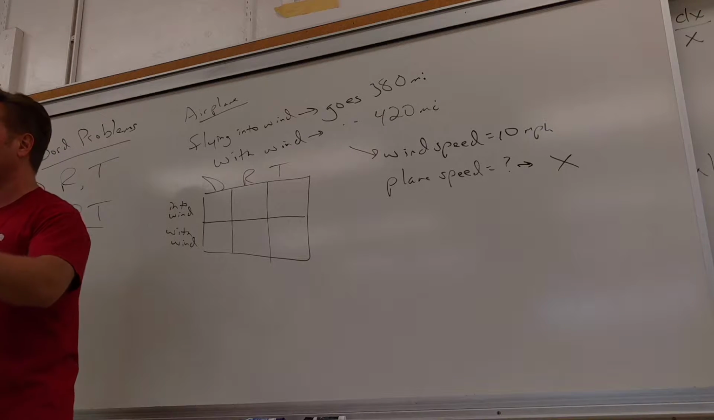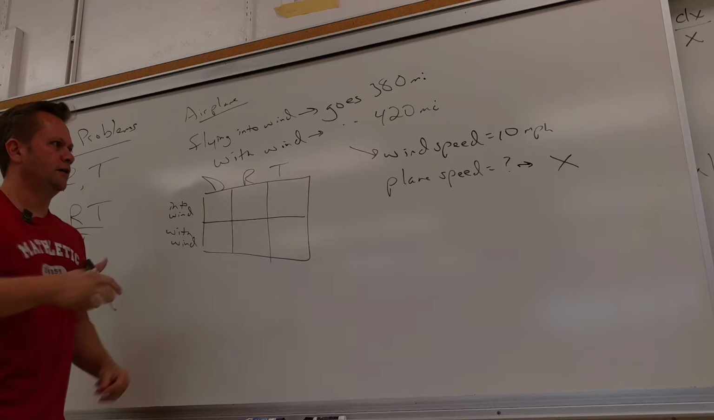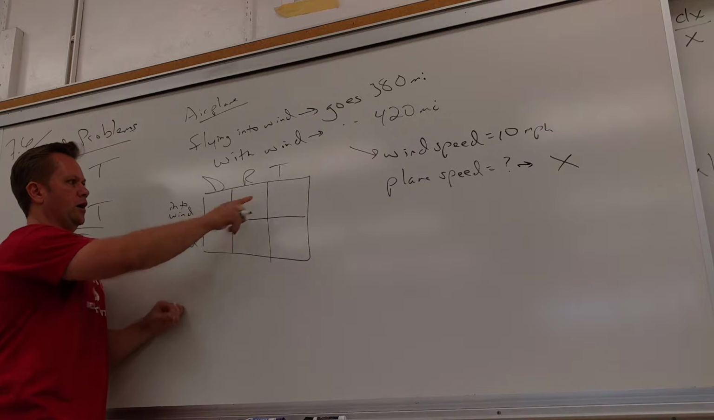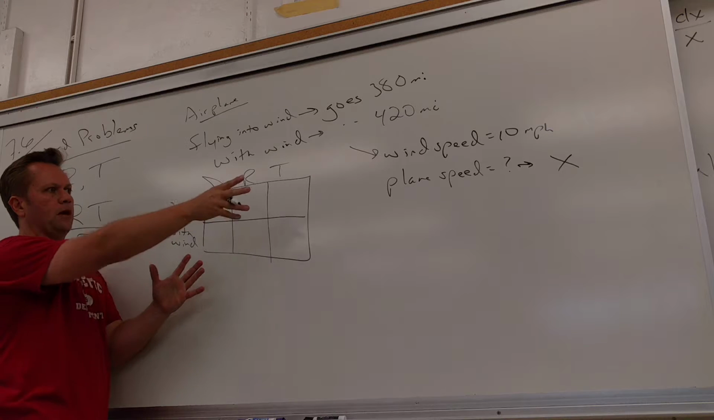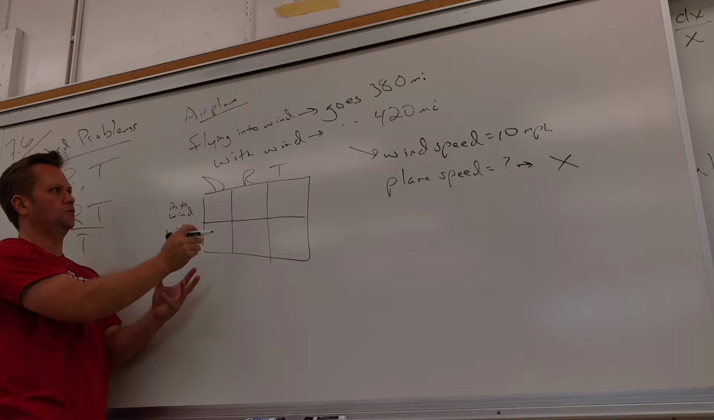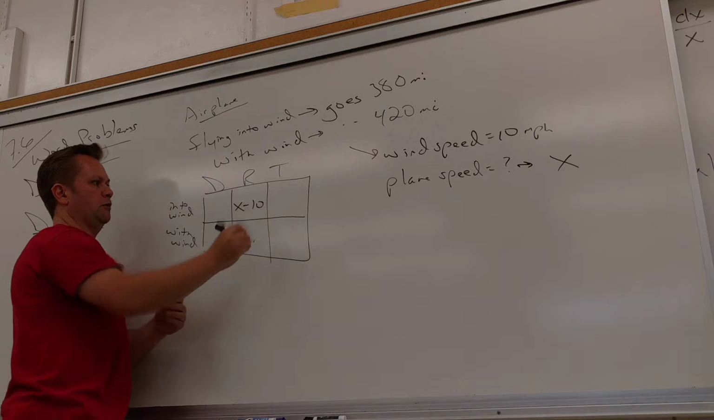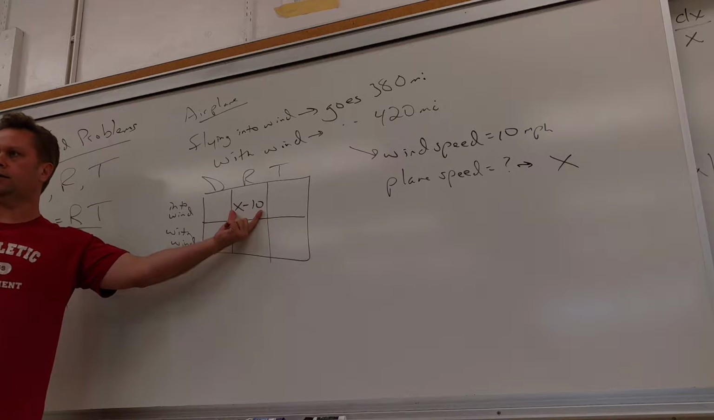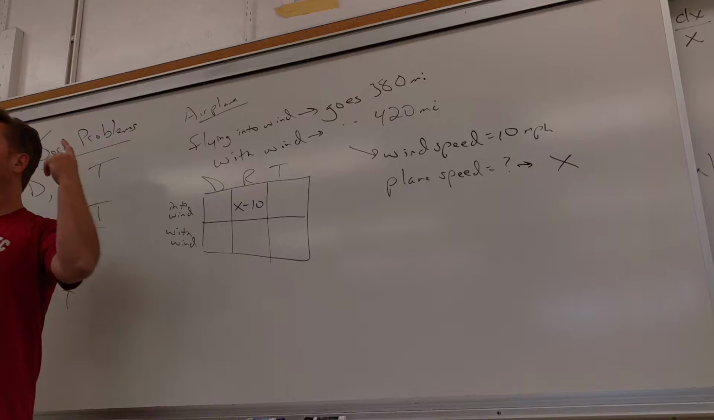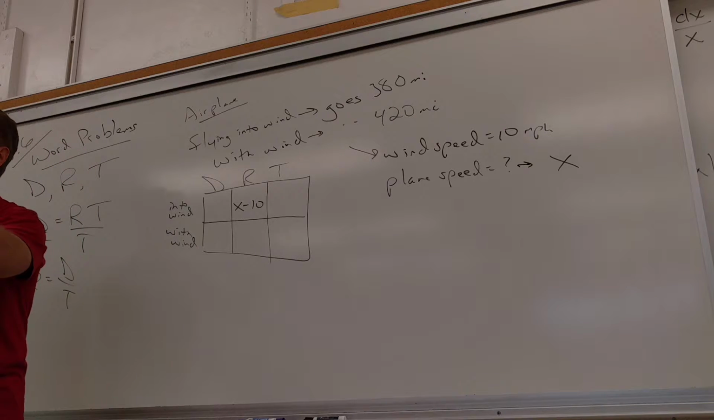You understand that? Maybe? Okay. So what do I put where? Against the wind, based on what we just said. Where does that go? x minus 10. Rate. So the speed of the plane, the rate at which it's traveling, is x minus 10. So what's it going to be with the wind? x plus 10.